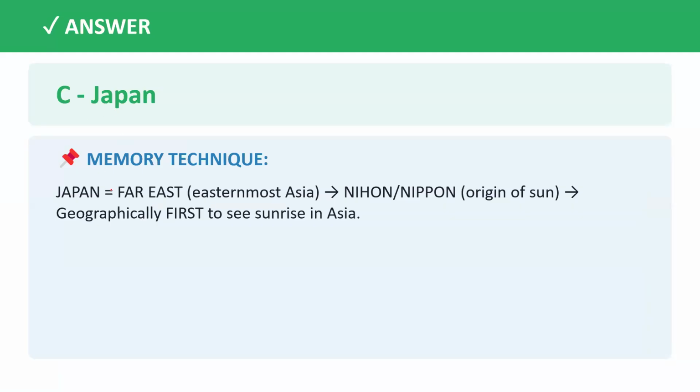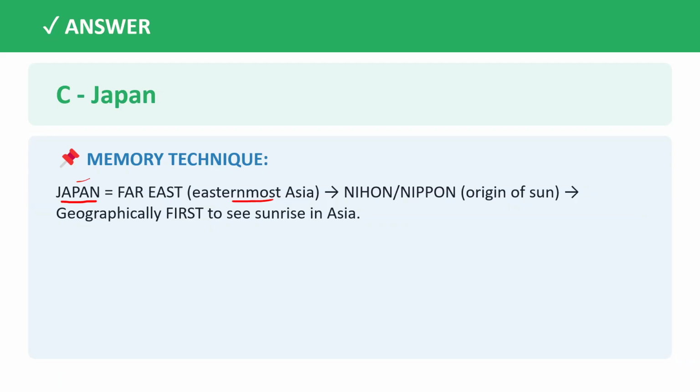Japan. It's the far east, the easternmost Asian country. We say Nihon or Nippon, meaning the origin of the sun. It is geographically the first to see sunrise in Asia, and we call Japan the land of the rising sun. So it is one of the easiest as well as most confusing questions. One must not forget this answer.